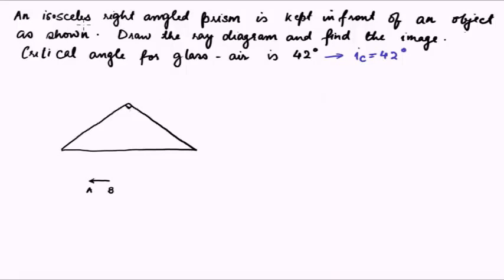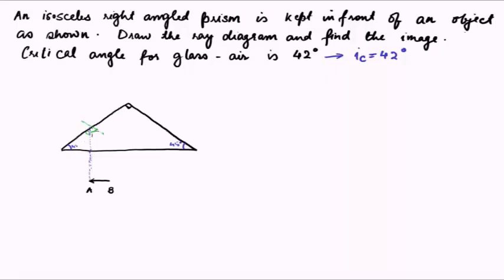Now since it is a right-angled prism and this is the 90 degree angle and it is an isosceles, so this and this will be 45 degrees each. Now let us trace the ray of light which falls perpendicular on the surface. If it falls perpendicular, then there will be no deviation and the ray of light will strike here. At what angle? Let us find out.